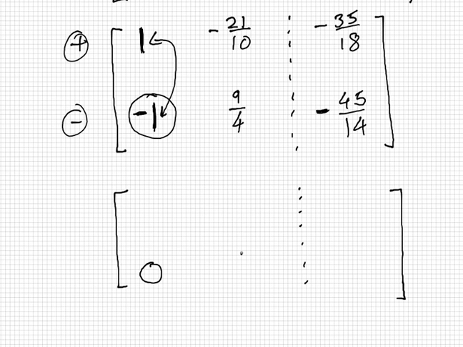Yeah. And then the last 2, minus 35 over 18. Well, he typed it in his calculator and trusted him. Maybe this is my first mistake. Yeah, but minus 21 over 10 is smaller than 9 over 4, because 9 over 4 is 2.25 and minus 21 over 10 is minus 2.1.